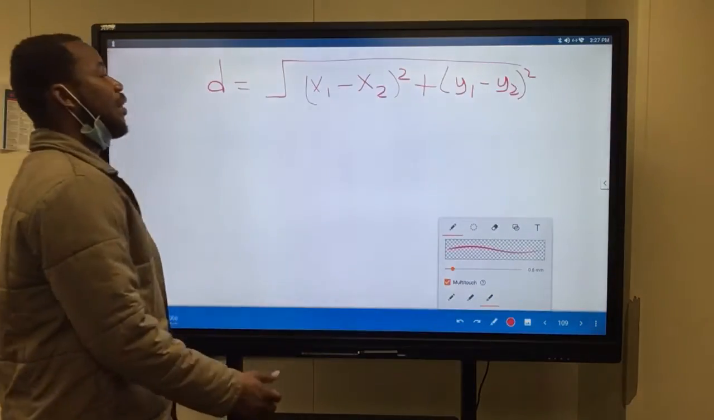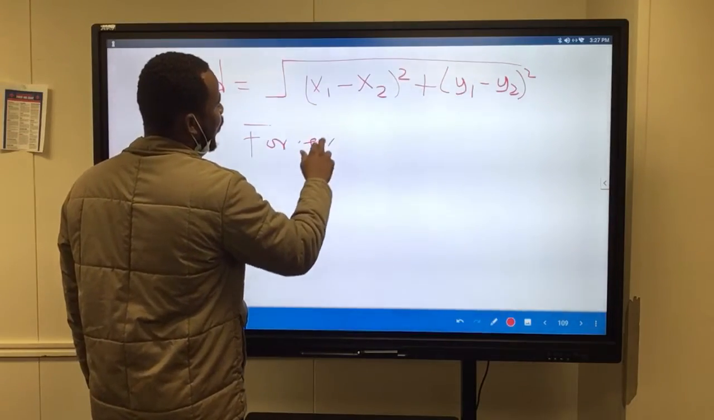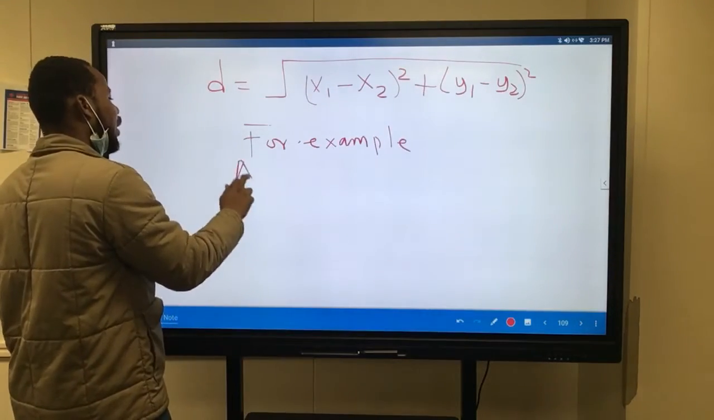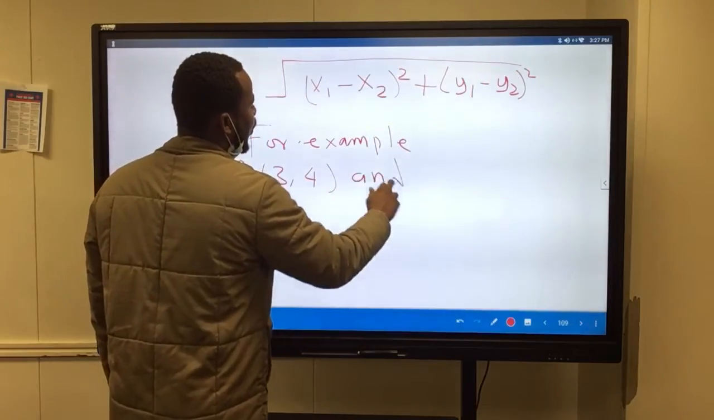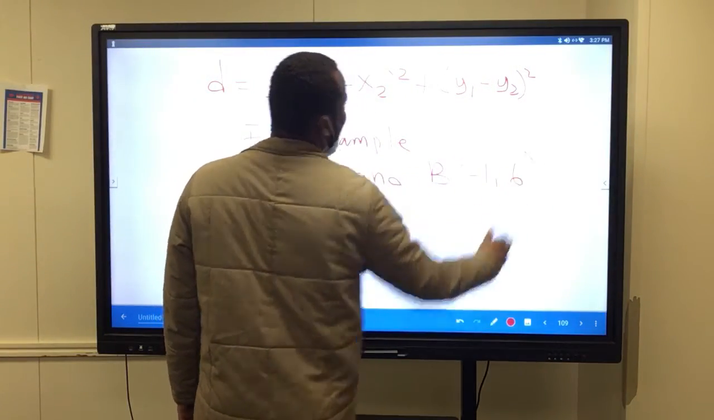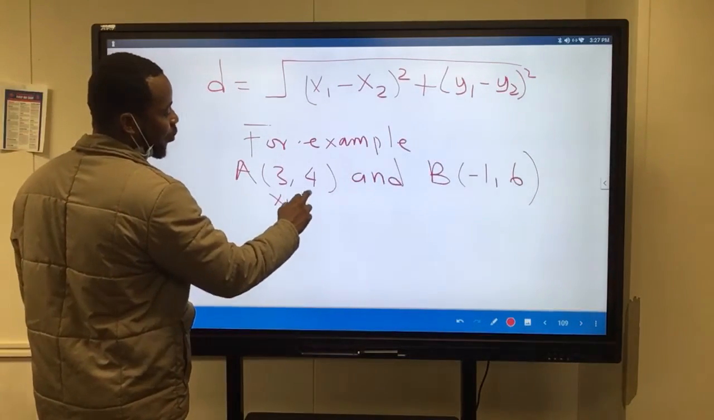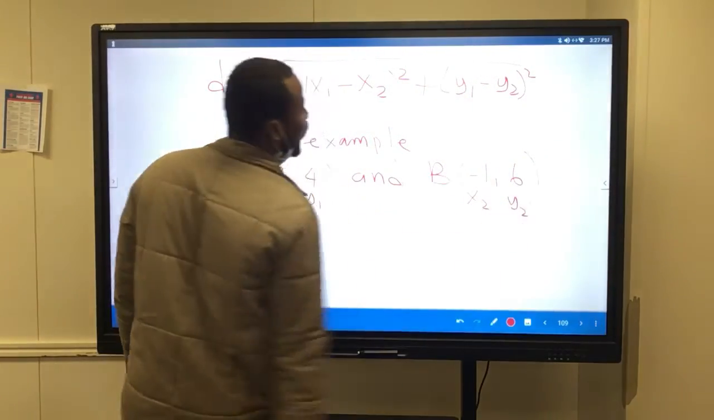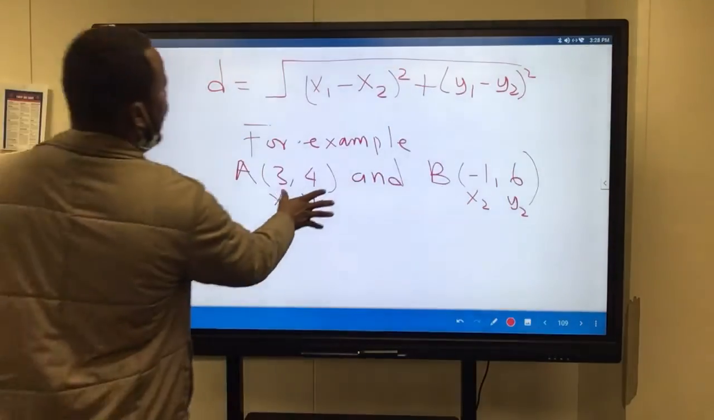All right, so for example, let's try and use this formula. If I'm asked to find the distance between point A, which is (3, 4), and point B, which is (-1, 6). Now, applying this formula, this will be my x1, this will be my y1, this will be my x2, and this will be my y2. Pretty easy, right? So, now I just substitute this into the formula.